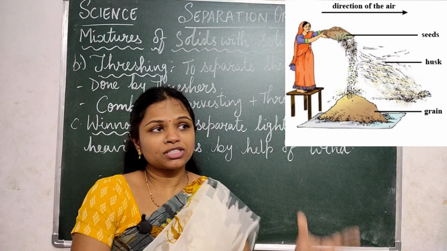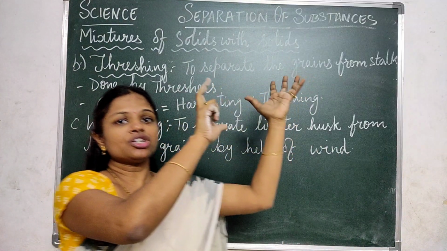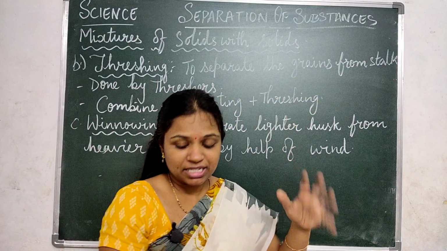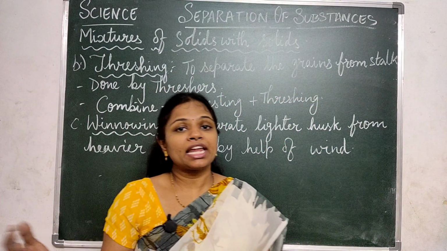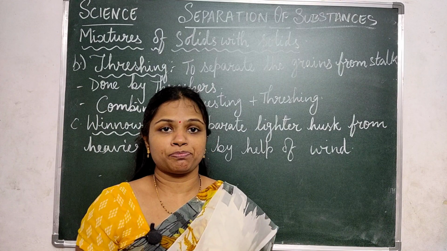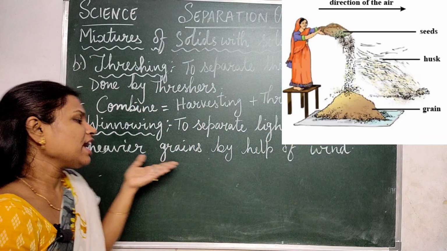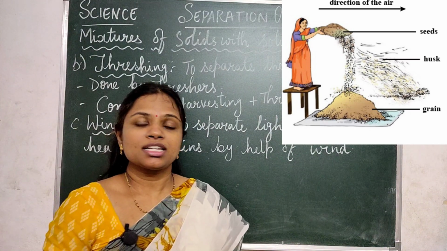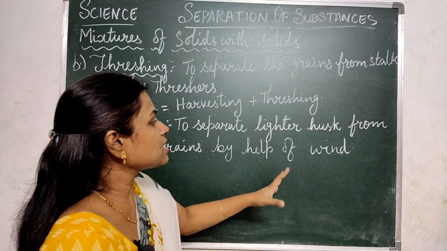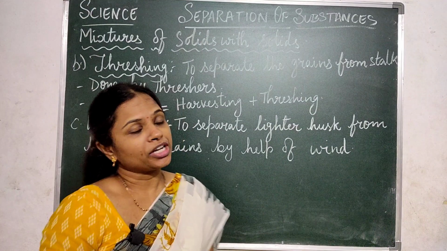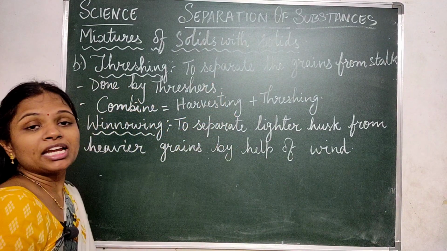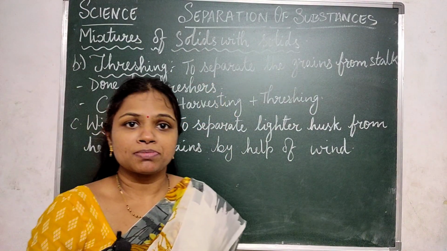Once the mixture in the winnowing basket is completed, when we look down, we can see two separated heaps of the lighter husk and the heavier grains. They got separated with the help of wind. So these two methods are mainly employed in the farms.